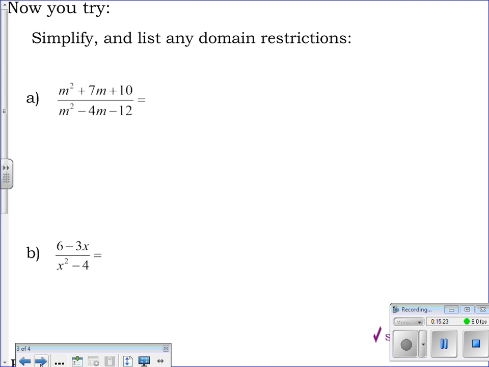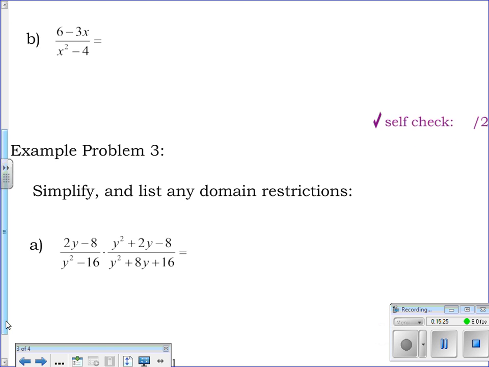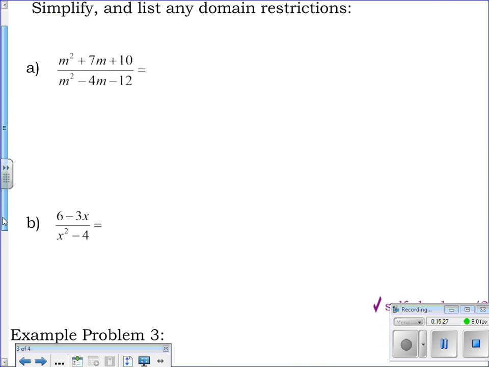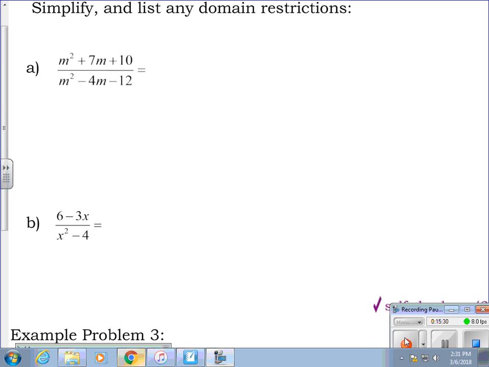Your turn. Do those two. I think there's only 2 there. Yep. Do those 2. Okay, so let's do these. Your first step is to factor and use those factors to decide what your restrictions are.